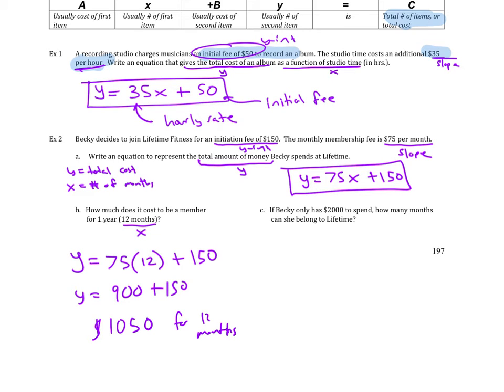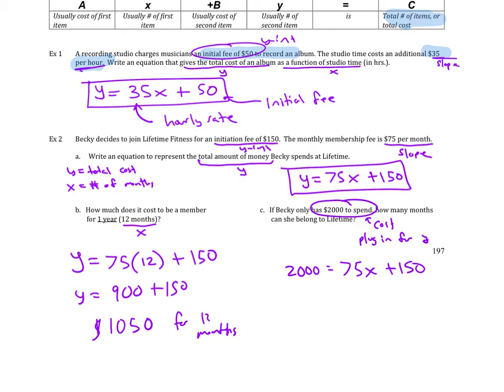Right, you're going to make sure you answer the question in context. If Becky only has $2,000 to spend, how many months can she belong to Lifetime? So this time, the 2,000, that is the cost. That's the dollar amount. It's not months, that's the cost. Right, and so that would go in for y. Plug in for y. So we'd say 2,000 equals 75x plus 150.